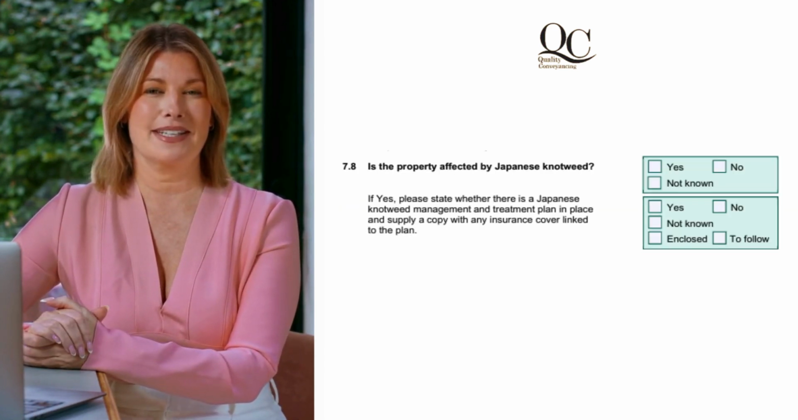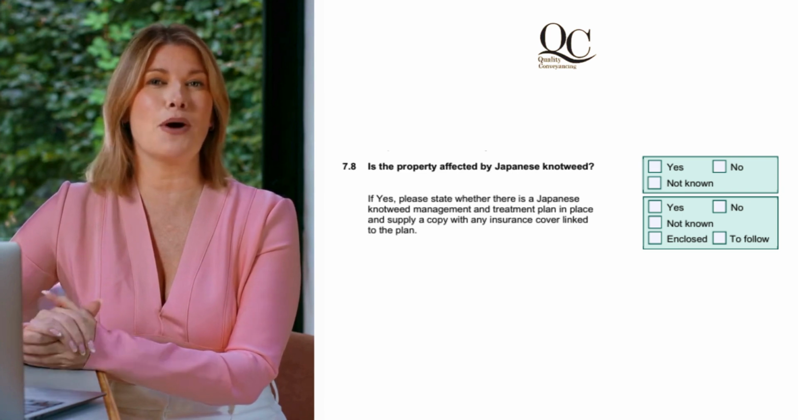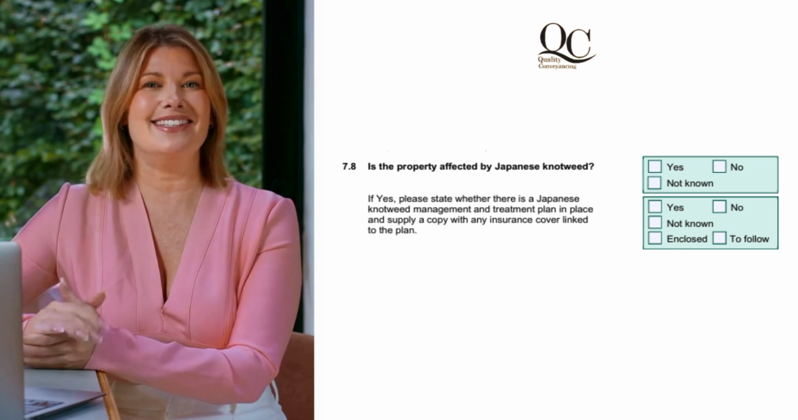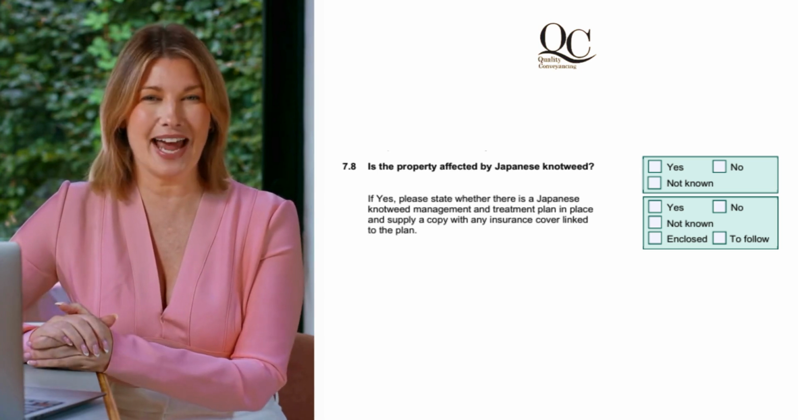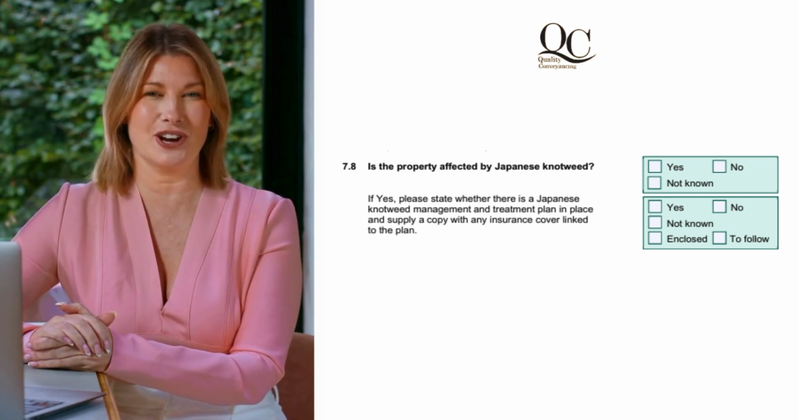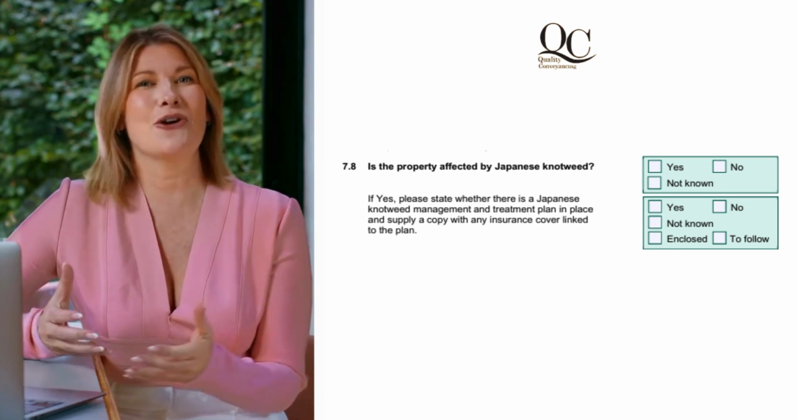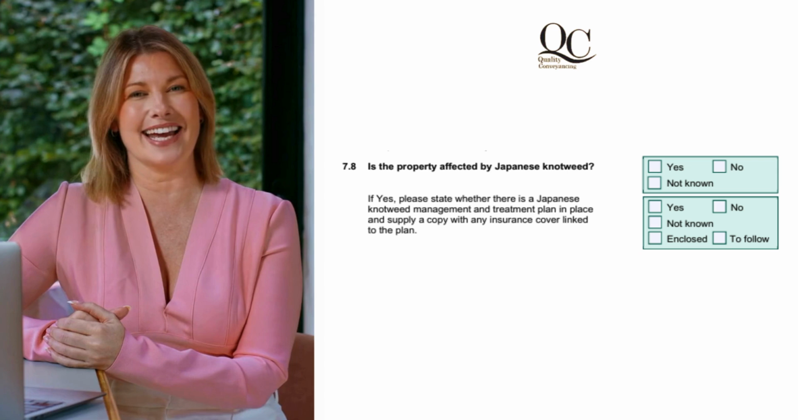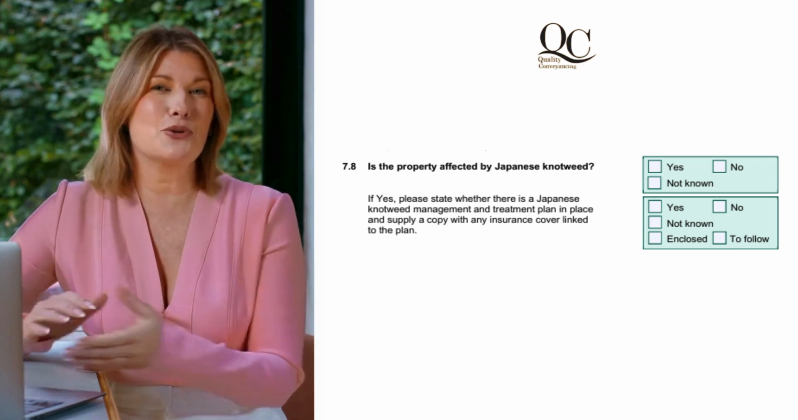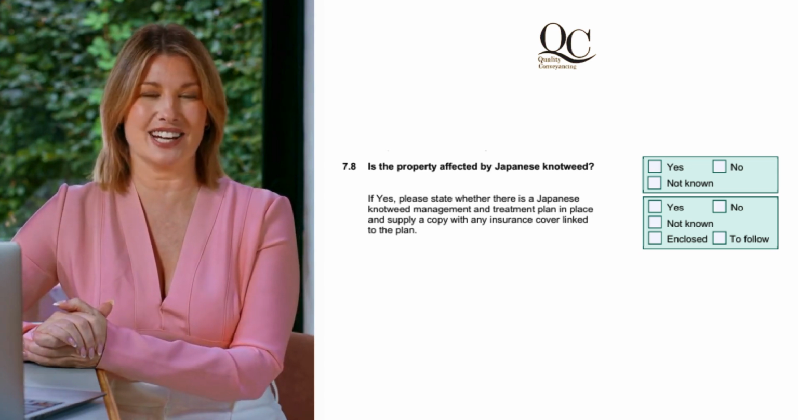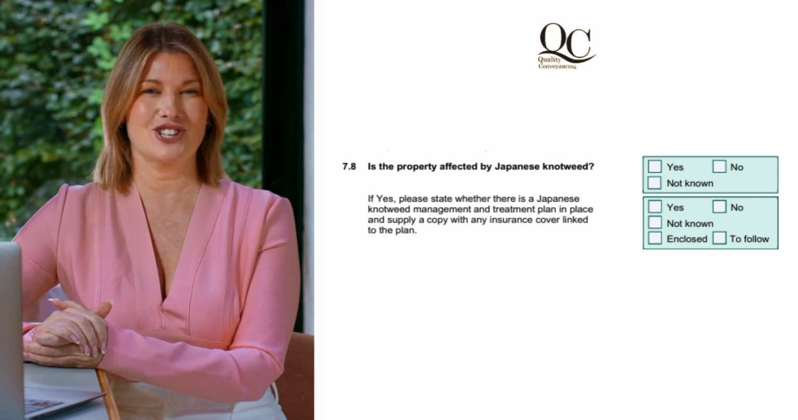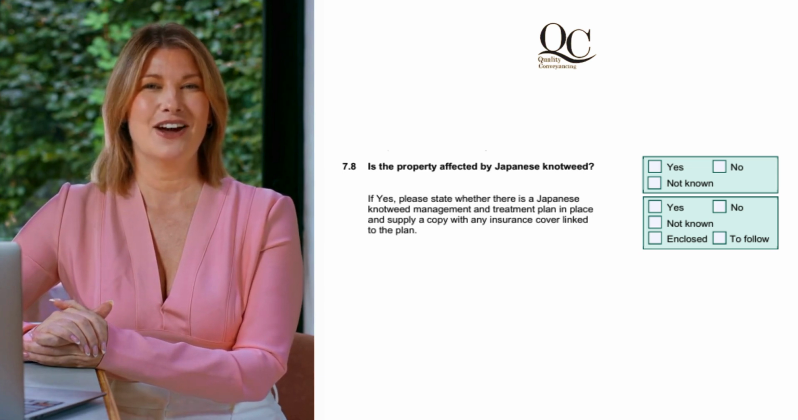Finally, you'll be asked again about Japanese knotweed. If knotweed is present now, or if it was present in the past but has been treated, tick yes. If you're confident it's never been there, tick no. And if you're unsure, it's absolutely fine to tick not known. If you do tick yes, confirm whether there's a management or treatment plan in place and attach any paperwork you have, such as a treatment plan or an insurance-backed guarantee.